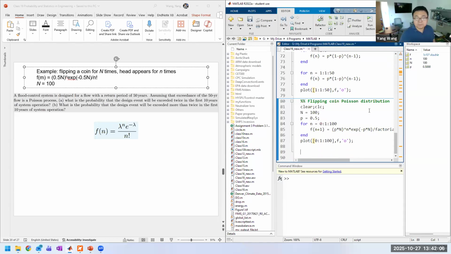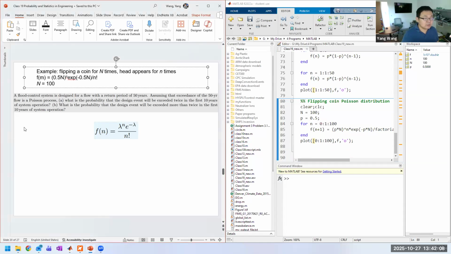So we can use the same idea to consider this example. A flood control system is designed for a flow with a return period of 50 years, which means that P is going to be 1 over 50, that's 0.02. Assuming that the exceedance of the 50-year flow is a Poisson process, what is the probability that the design event will be exceeded twice within the first 10 years? So now you see, we're not talking about the entire 50 years. We're talking about 10 years, which is a smaller set. But this is 10 trials, so the capital N is going to be 10.